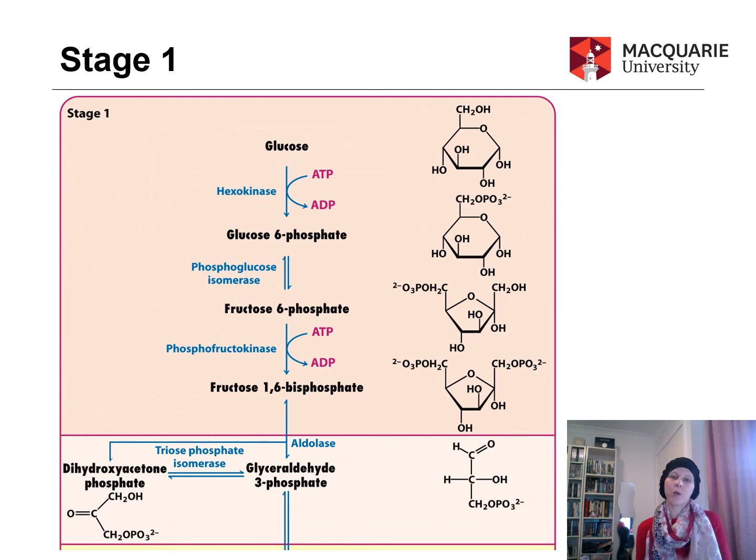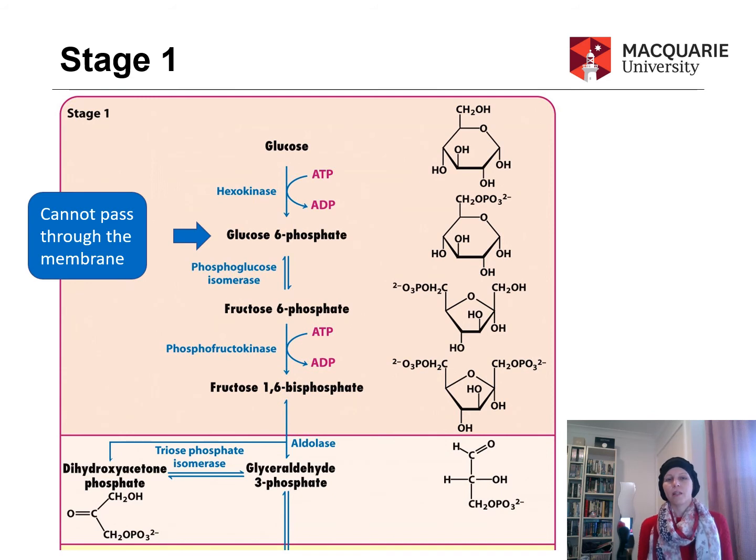And I'm showing you this because in a later video we will come back to these molecules, but in that video we'll talk about gluconeogenesis, where we're actually trying to create glucose rather than break glucose down. And glyceraldehyde 3-phosphate is an important entry point for a number of substrates. So as I said, the important point from this that I want you to get out of it is that glucose 6-phosphate cannot pass back through the membrane, whereas glucose can.